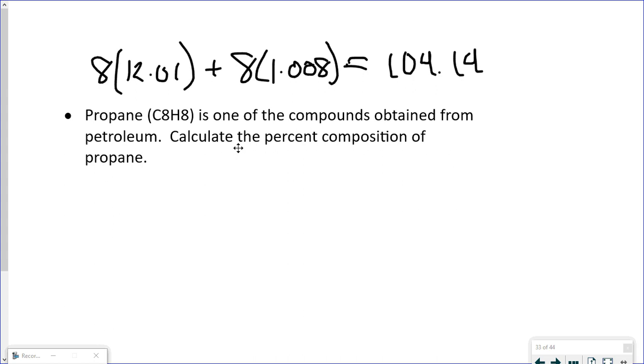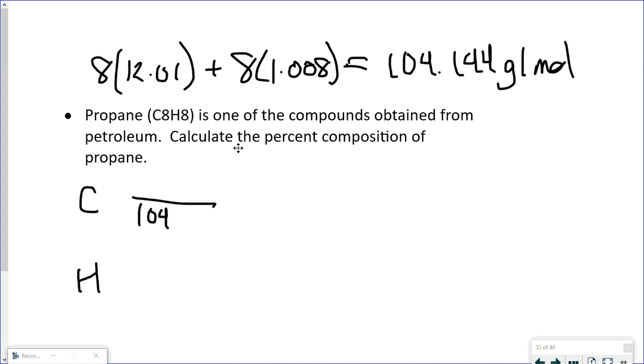So that is going to be our compound mass that is going to go on the bottom for everything. So propane, we only have carbon and we only have hydrogen. So those are going to be our two problems. So that 104.144 is our compound mass for both that will go on the bottom.